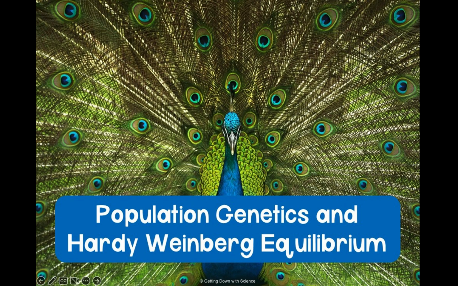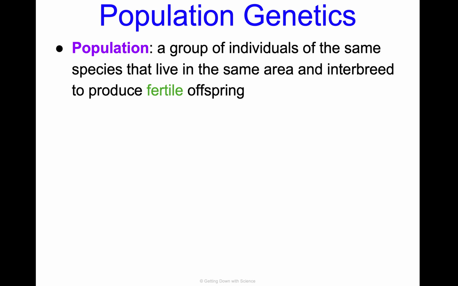All right, so this is Unit 7, topics 4, 5, and 12. This is Hardy-Weinberg equilibrium and population genetics. This is where we're going to get some math in. So, what is a population?